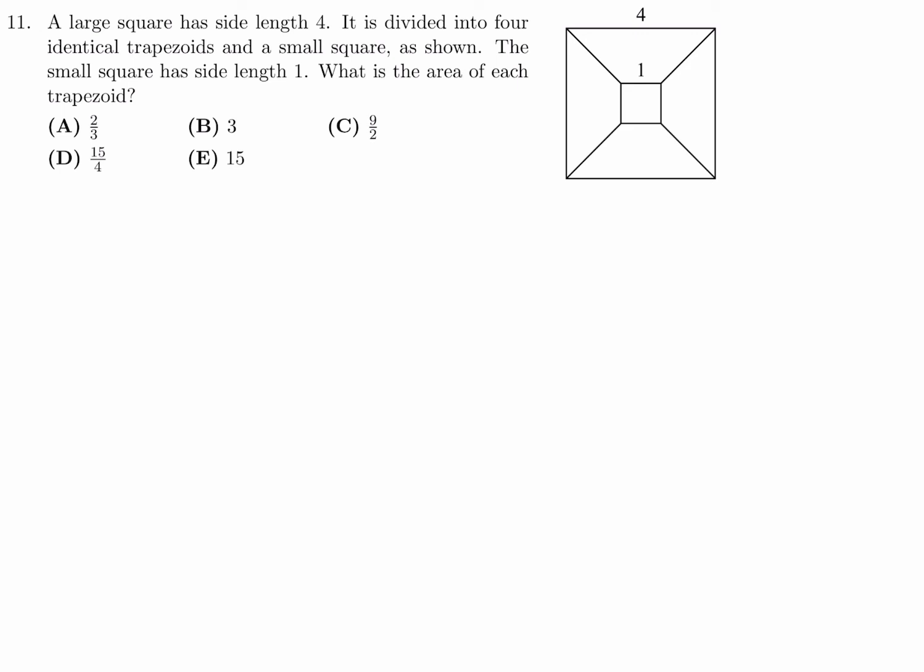A few ways of doing this question. I think the simplest way is to understand that the full square is going to be 4 by 4. And if you subtract from that the small square, which is 1 by 1, you will get the area of the 4 trapezoids. So to get one trapezoid, you just divide by 4. So let's see what this gives me. 16 minus 1 over 4, which is 15 over 4. And I think that's the simplest way. There's other ways, but hey, why get unnecessarily complicated? So number 11, the answer is D.